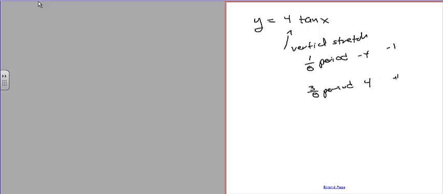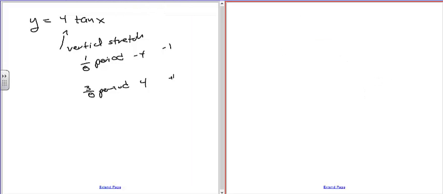Okay, so let's make this graph. Because we're stretching in the vertical direction, I'm just going to change the scale. Normally we probably have at least 4 units in the vertical direction, so I'm going to change that to, let's just do 8. So we're going to go up 8 and down 8.